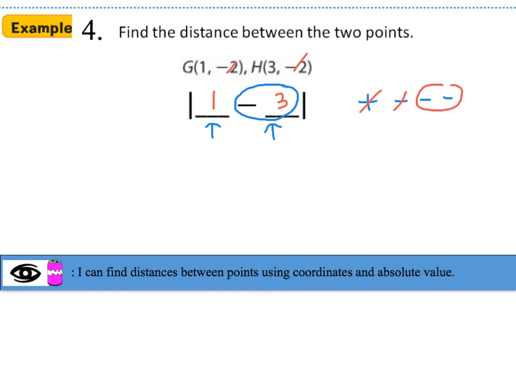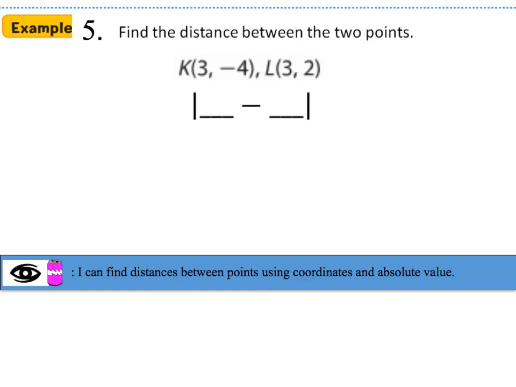The thing that I have left here would be my answer. So I have two negatives left. In the absolute value box, 1 minus 3 is actually equal to negative 2. And the absolute value of negative 2 is just equal to 2 because it's 2 spaces away from 0. So point G and H are 2 units away from each other.